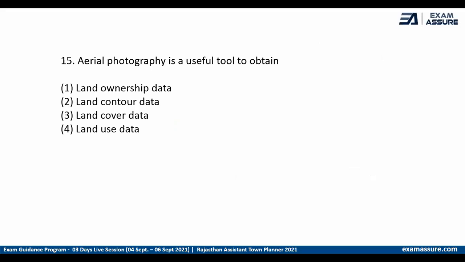Aerial photography is a useful tool to obtain. Now, aerial photography से हमें कुछ चीजें तो पता नहीं लगेगी. Ownership हमें पता कैसे चल जाएगा. So this is definitely not an option.